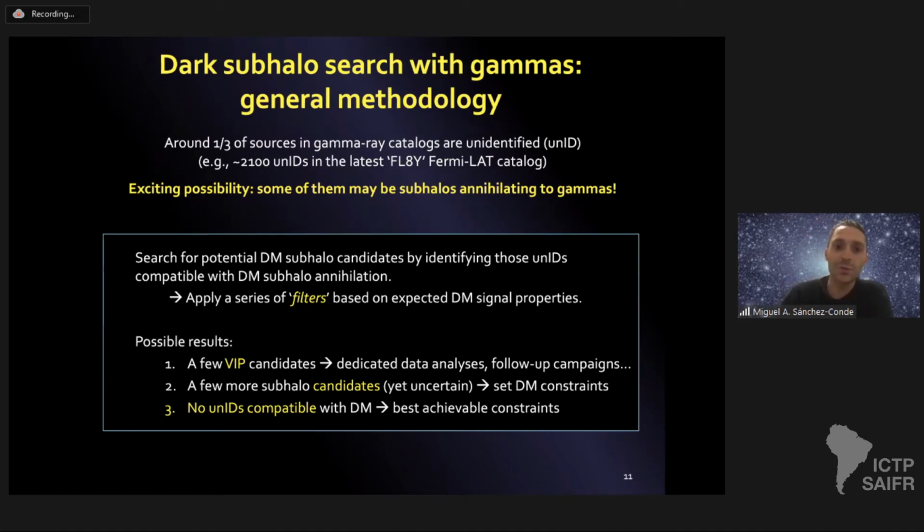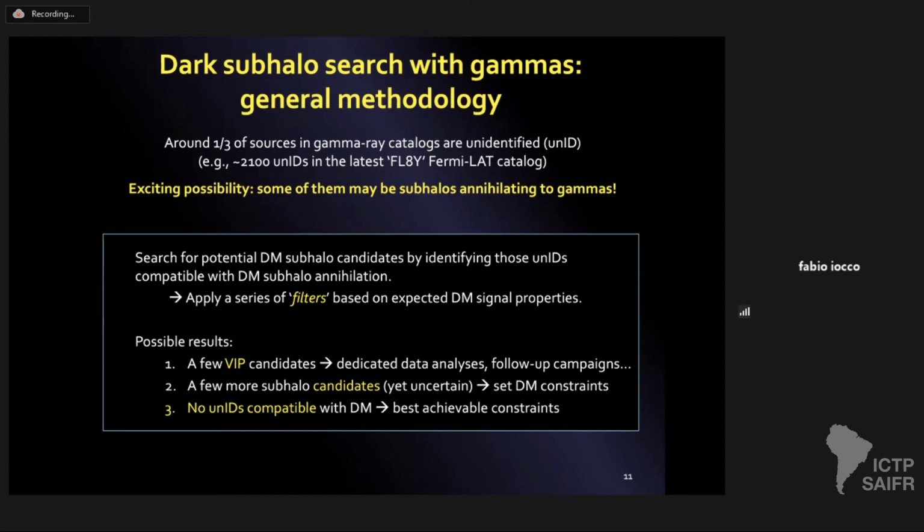So what we do is to search for these potential dark subhalo candidates by identifying those unidentified sources that will be compatible with dark matter annihilation. And in order to do so, we build and apply several filters based on the expected dark matter signal properties. By doing that, basically we end up with a smaller list compared to these more than 2,000 initial sources.